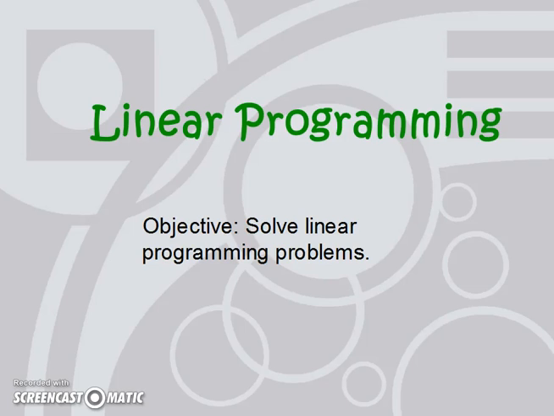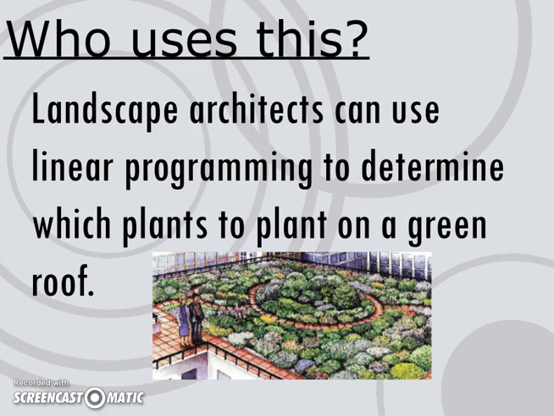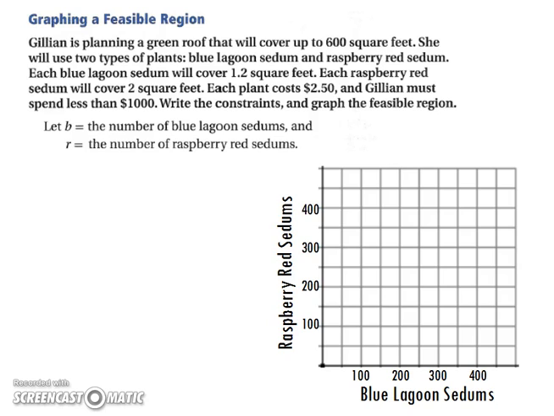Linear programming. Our objective is to solve linear programming problems. Who uses this? Landscape architects can use linear programming to determine which plants to plant on a green roof. So let's look at graphing a feasible region.